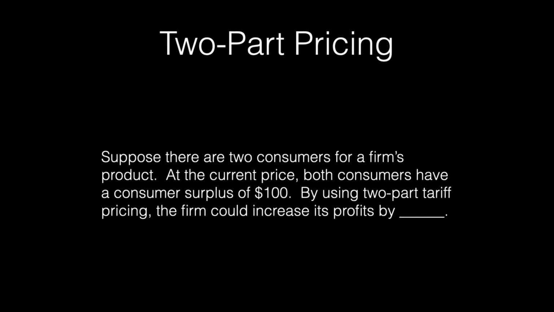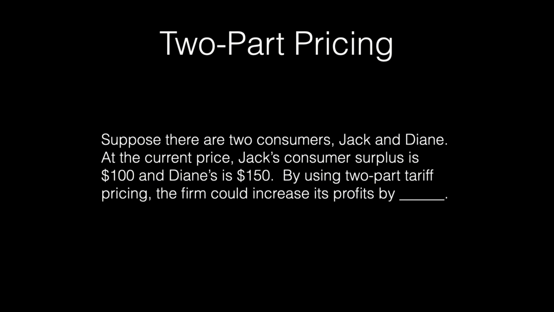Suppose there are two consumers for a monopolist product. At the current price, both consumers have a consumer surplus of $100. By how much could a firm increase profits by using two-part tariff pricing? Since both of these consumers have a consumer surplus of $100, the most the firm could charge them is $100 each. This would leave both consumers with no consumer surplus or indifferent between purchasing the product or not. So the most the firm could increase its profits by is $200.